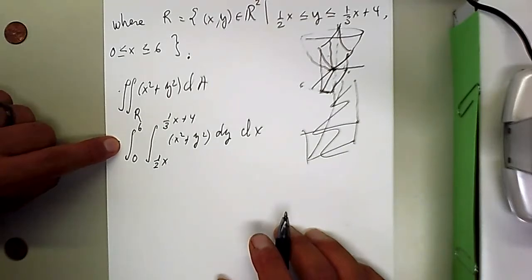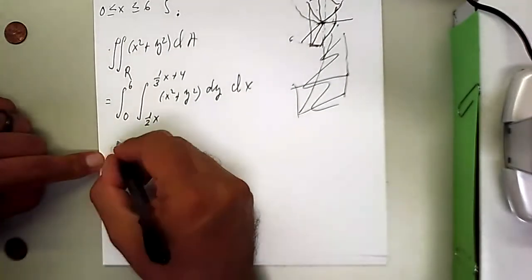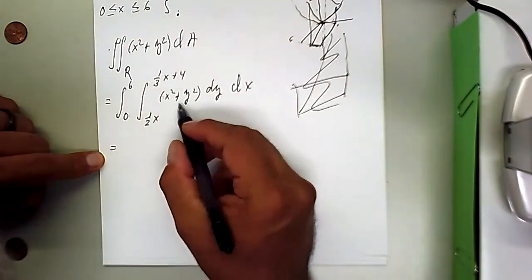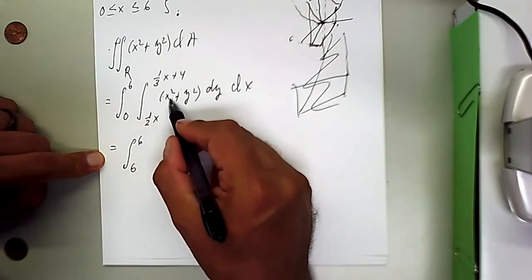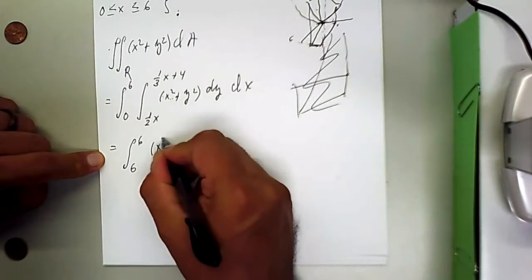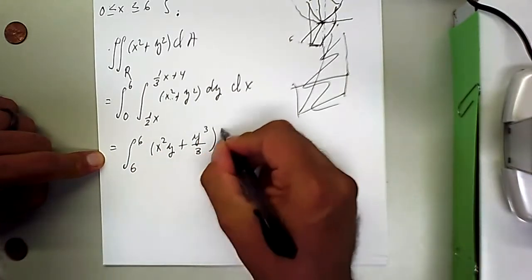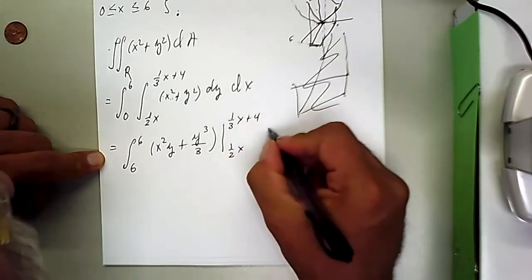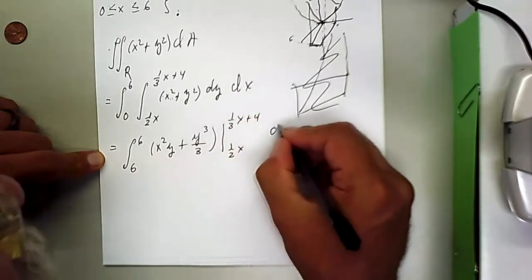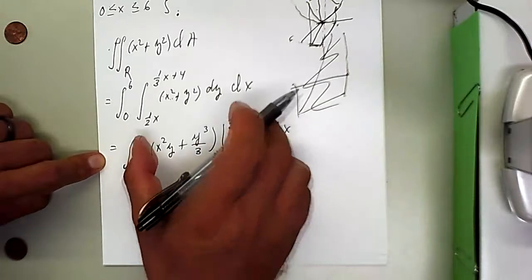And then we evaluate the iterated integral as we know, except that those two limits are not fixed numbers, they are variables themselves. So we go ahead with the integral from 0 to 6, integrating with respect to y. So x is a constant: x squared y plus y cubed over 3, from half x to a third x plus 4. We're going to integrate that with respect to x. So the integration with respect to x is waiting while we figure this out.